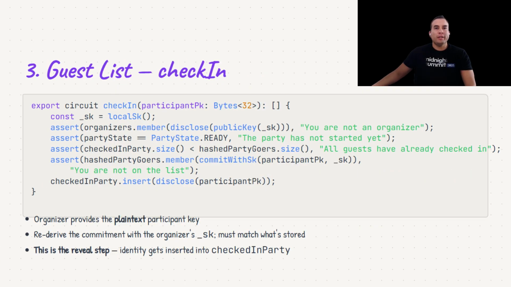This is the reveal step. A guest shows up at the door. Organizers check them in. The organizer passes the guest's plaintext public key, their real identity. The circuit recomputes the commitment using that identity and the organizer secret, the exact same way we did at registration. If that recomputed commitment is in our hashed party-goers set, the guest was legitimately registered.